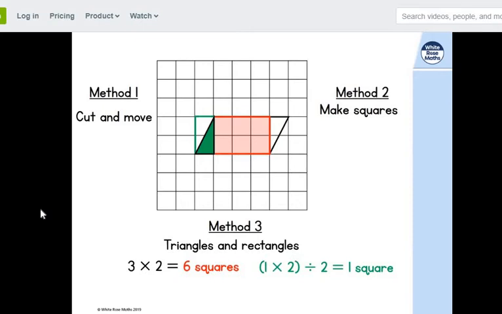So the area of that triangle is 1 square. And I can do the same to the other side. Make a rectangle, and I halve it, and I can see that's also 1 square. So the total area is again 8 squares.